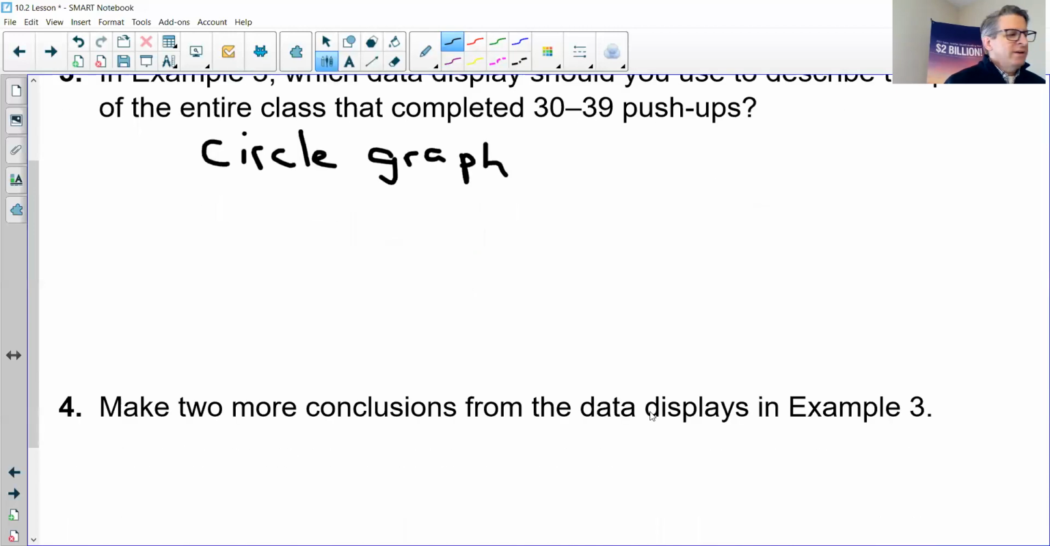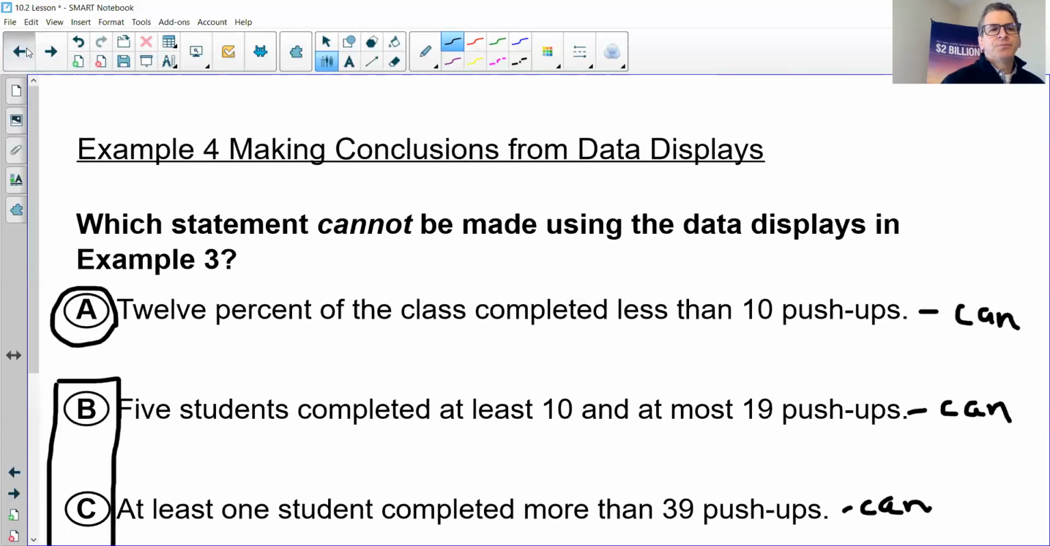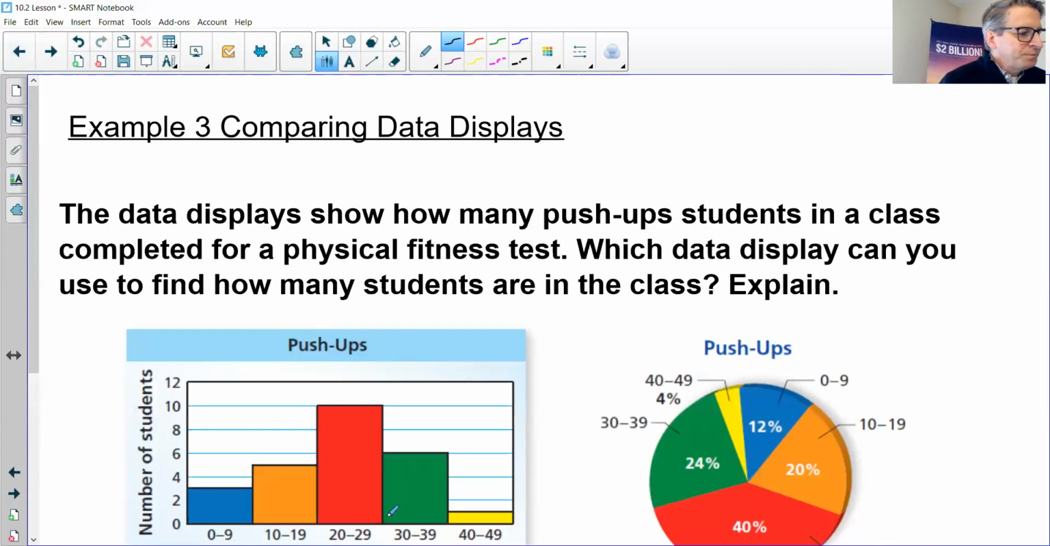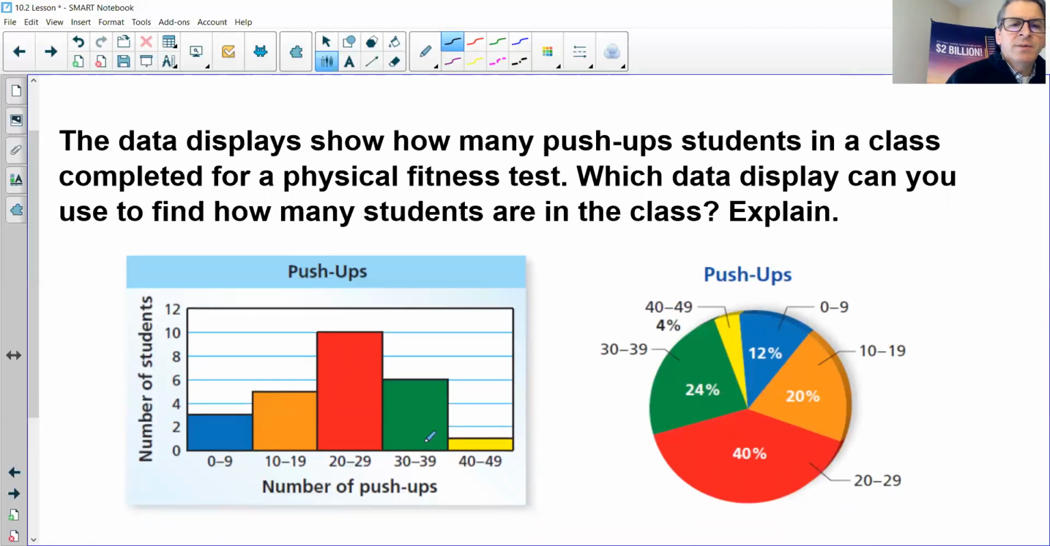Sample answer for the last one today. Make 2 more conclusions from the data display in example 3. 16 students completed 20 to 39 push-ups would be an example. 20 to 39 push-ups, 16, 10 plus 6. 88% of the class completed 10 or more push-ups. So for 10 or more push-ups, you would add those three numbers together and get 88%.